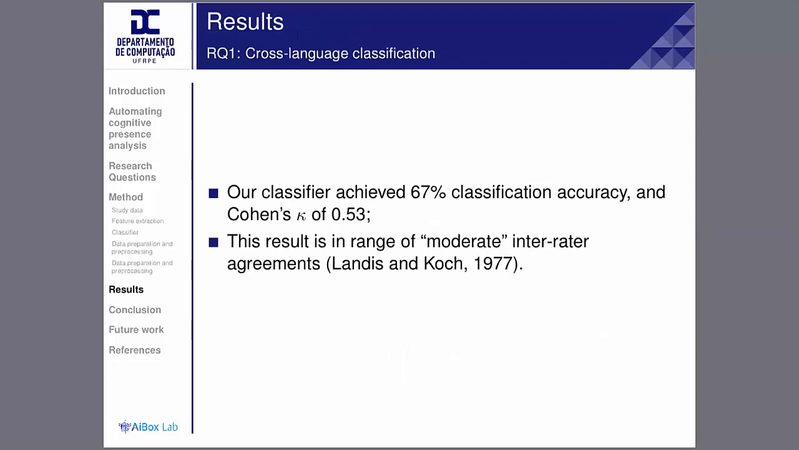Okay, talking about the results, I divided the presentation of the results by research question. The first research question is about the cross-language classification. Our classifier achieved 67% classification accuracy and a Cohen's kappa of 53%. Okay, according to the paper, this is considered a moderate inter-rater agreement.